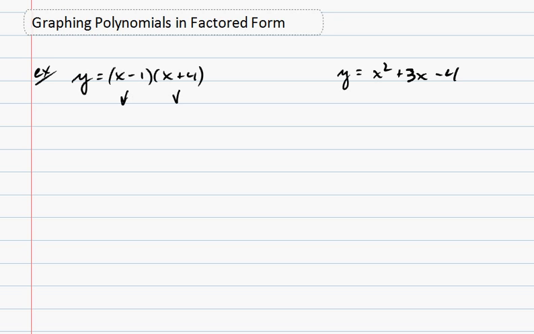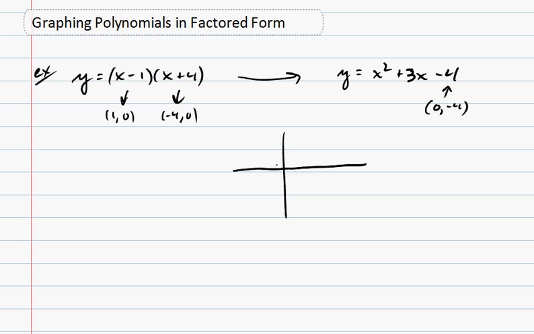If they give you factored form, just know that this is going to be 1, 0 and negative 4, 0 from the zero product property. And if we expand it out, this is going to be our y-intercept, 0, negative 4. So to graph this, I go back 1, 2, 3, 4, and forward 1. And I'm going to go down 1, 2, 3, 4 for my y-intercept. I know that my parabola is going to look something like this.